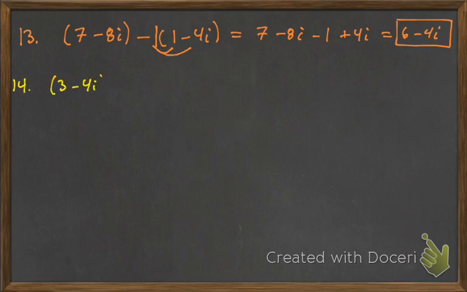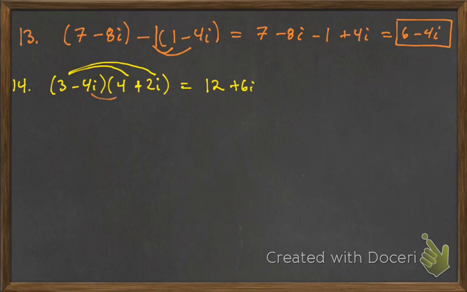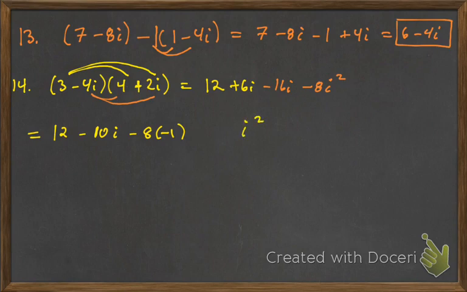And if we multiply two complex numbers, we're going to FOIL. Okay, so 3 times 4 is 12. 3 times 2i is 6i. Negative 4i times 4, negative 16i. Negative 4i times 2i will be negative 8i squared. So nothing different here. Combine your like terms. 12 minus 10i minus 8 times negative 1, because i squared is negative 1. 12 minus 10i, and then we have a double negative, so that makes it a positive 8. So we get 20 minus 10i.